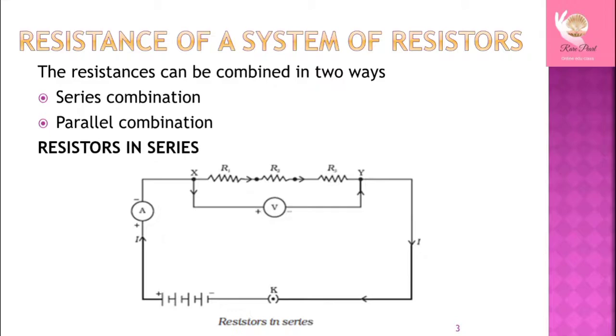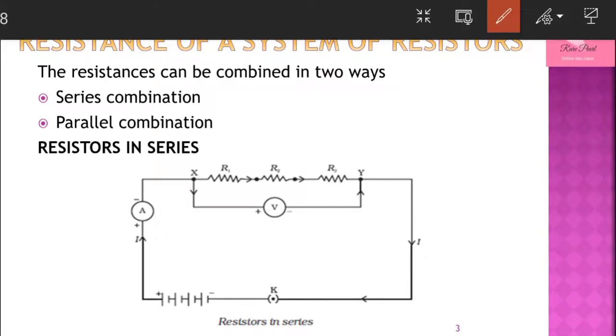Now let us see the combination of resistance. There are two combinations of resistance. One is series combination and the other is parallel combination. First, let us see resistors in series, that is series combination. In series combination, resistors will be connected end to end. This is called series connection.